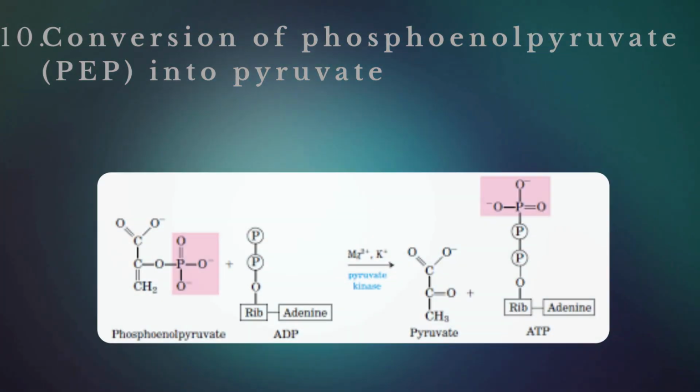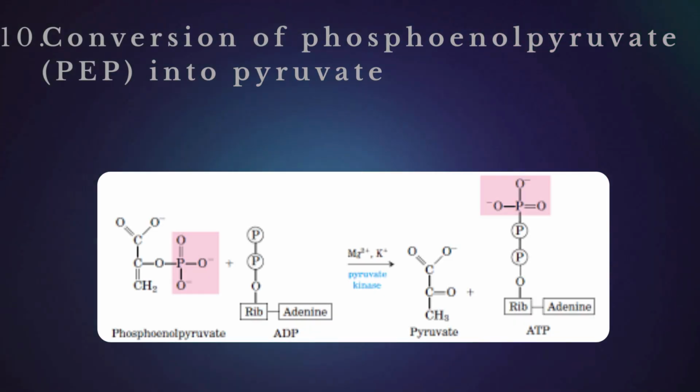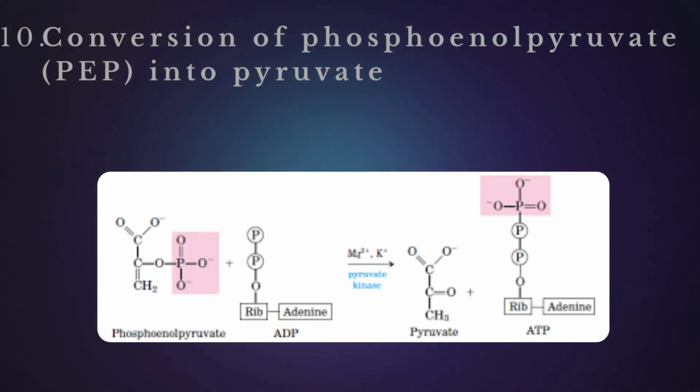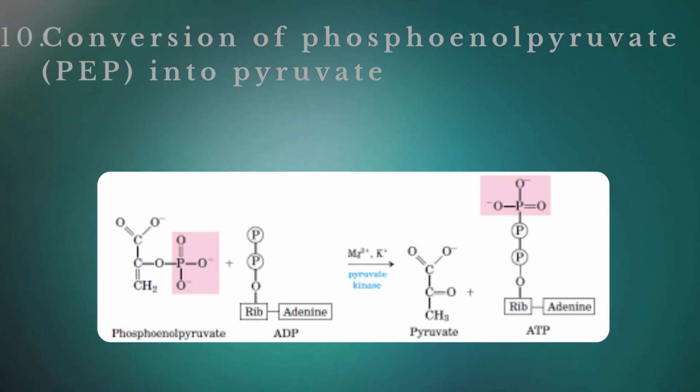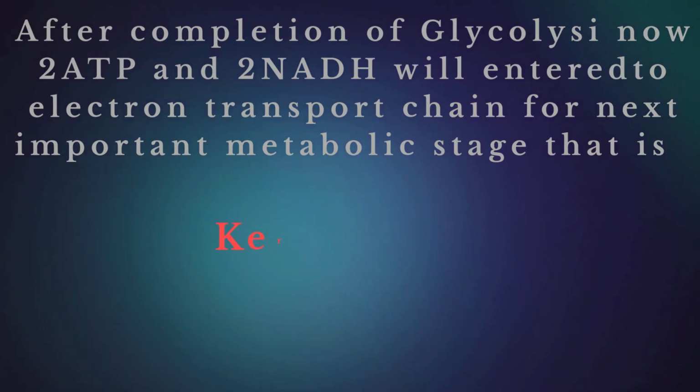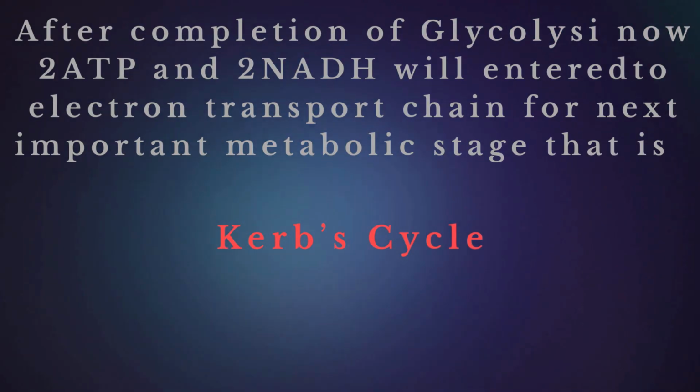The 10th and final step of glycolysis is the irreversible conversion of phosphoenol pyruvate, PEP, into pyruvate. This step is catalyzed by the enzyme pyruvate kinase and produces the second ATP molecule per 3-carbon molecule through substrate-level phosphorylation. After 10 complex steps and various enzymatic reactions, what is the final result?